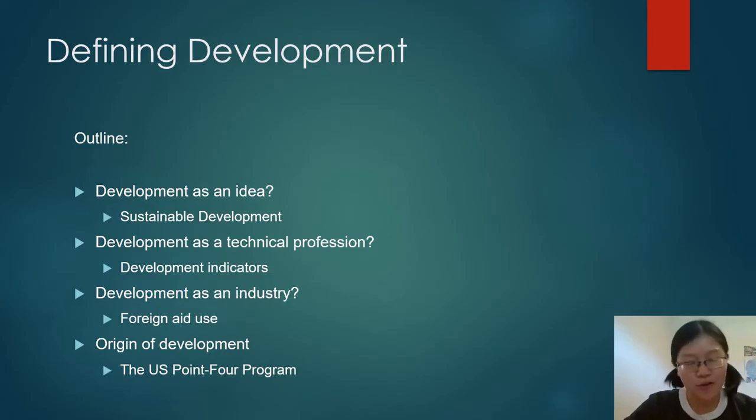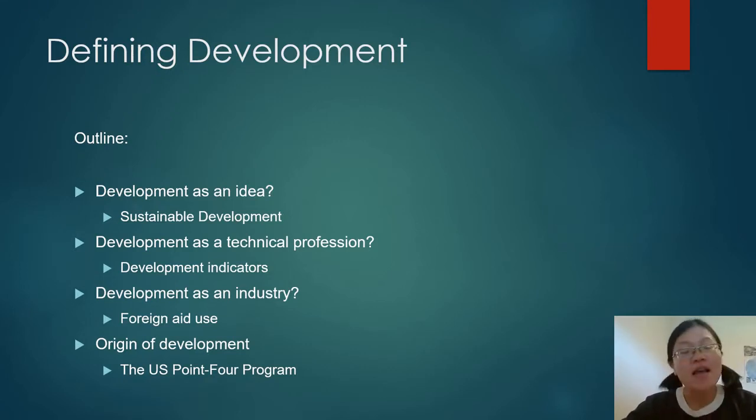So you can see on your screen now is the outline of today's lecture. The purpose of today's lecture is really to have a brief introduction of what is development, particularly what the major development concepts are, what development means, who the major development actors are, and also a little bit about the origin of development.